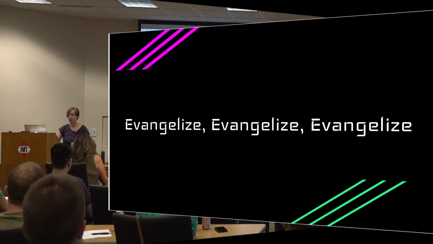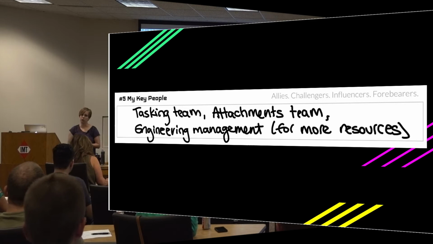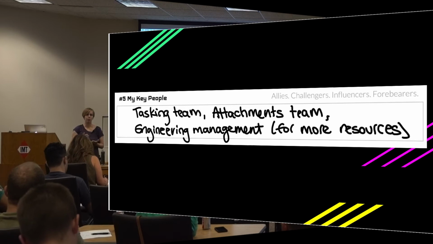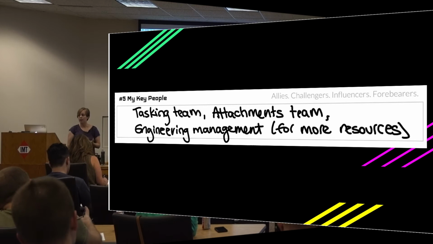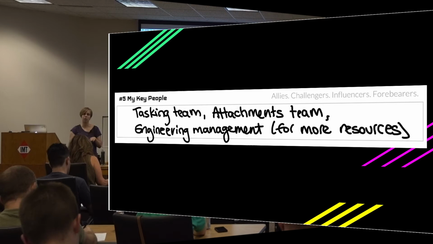So on your sheets, identify the key people that you need to share your vision type with. Who are the people that are going to be involved, the teams or individuals? Are there other people in your company that have tried something similar? Who are going to be your allies or your challengers? And especially, who are going to be the influencers, the people that if you convince them, they're going to convince others for you?